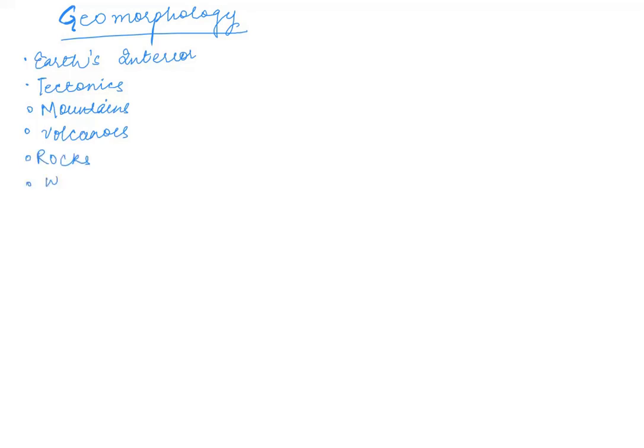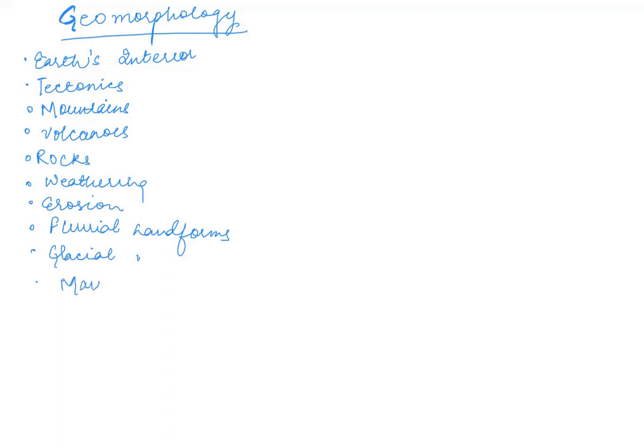Then is weathering of the rocks. Next is erosion. Next is fluvial landforms. Then there's glacial landforms, marine, arid, and karst. This is the whole geomorphology syllabus that we will cover, and this is in mains and prelims both.